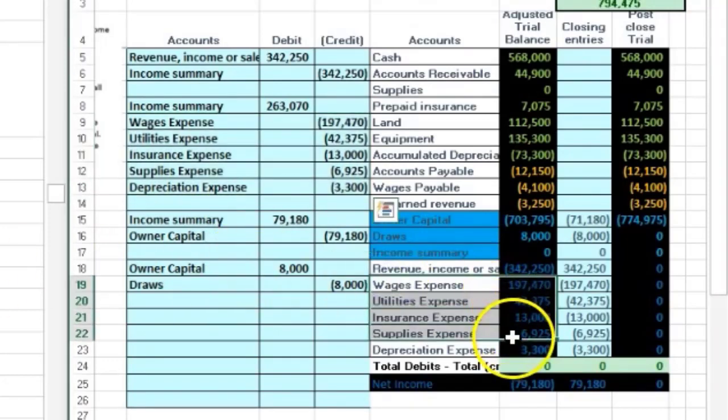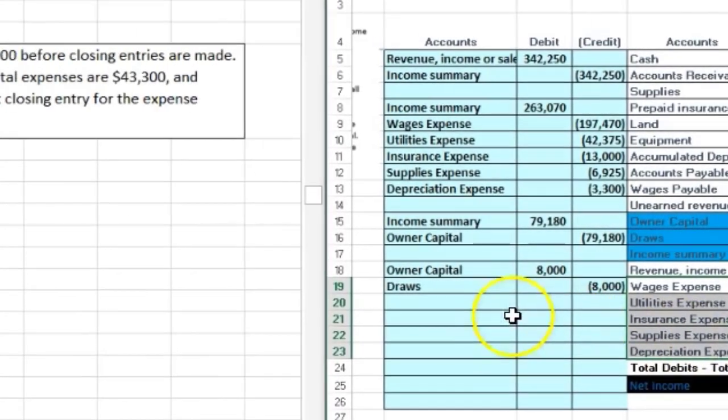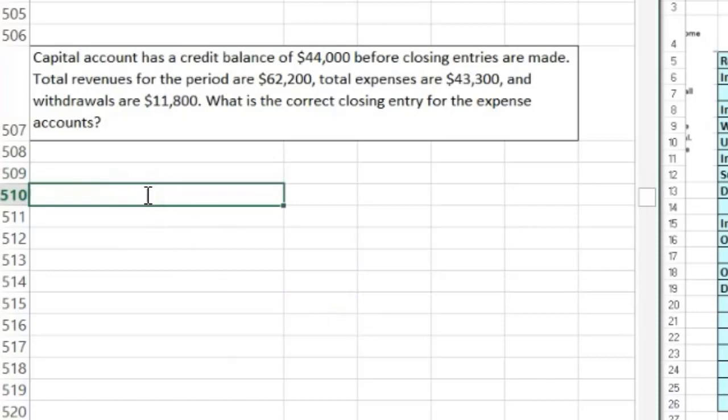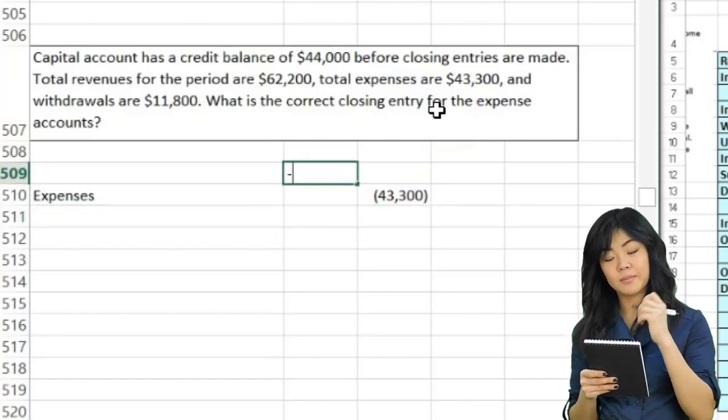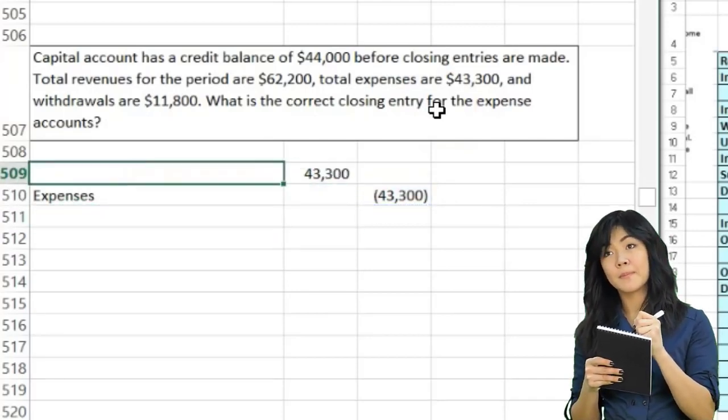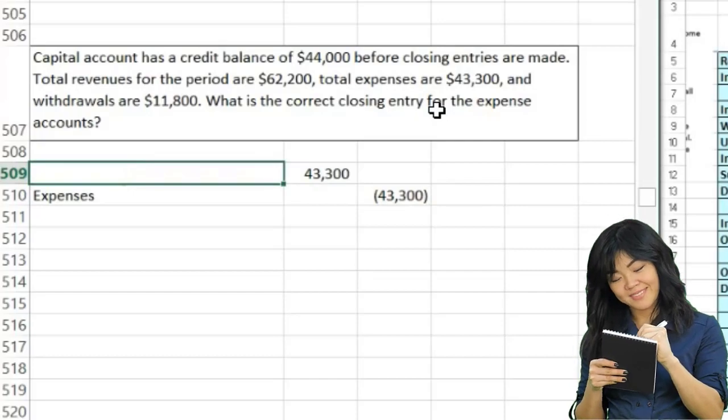Expenses have debit balances, and we're going to make it go down by doing the opposite thing to it. We're going to credit the expenses. So all expenses are going to be credited. And again, we would be doing this one expense at a time, not like crediting all expenses, but the same idea is the case. So they say that expenses are 43,300, and I'm just putting a negative in mine to represent credits. You don't have to put a negative in there necessarily, depends on the format.